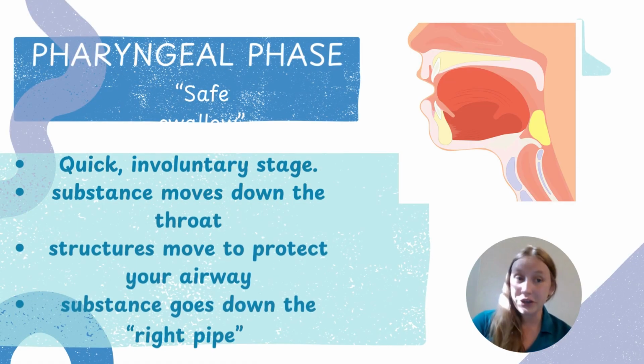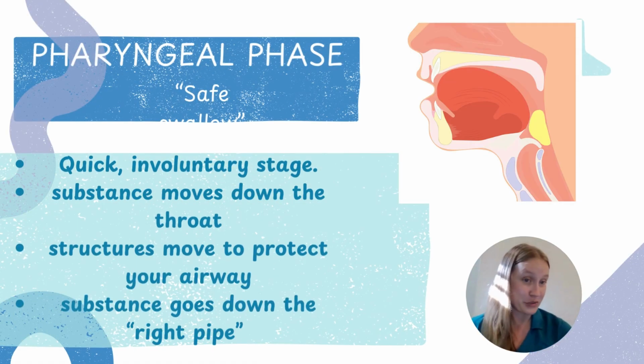All right, so this third phase is called the pharyngeal phase. This is also the safe swallow phase. This is the phase where you want to make sure you're protecting your airway and that the food is going in the right way. This is when the swallow becomes really involuntary and automatic. It's up to your brain and your muscles and your nerves to remember the right things to do. So once that bolus or that food enters your throat, a lot of different protective measures are going to start happening. The most important thing is closing that airway.